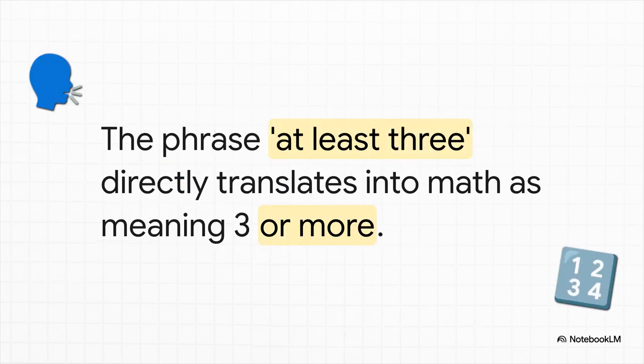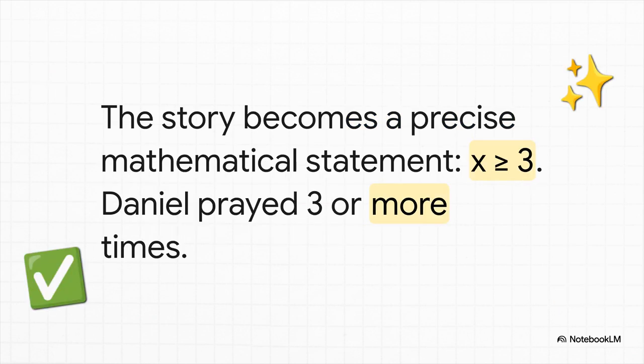And here's the translation. When you say "at least 3," what you're really saying is that 3 is the absolute minimum. It could be 3, sure. It could be 4, it could be 5, but it can't be 2. It has a floor, a non-negotiable starting point. And boom, there it is.